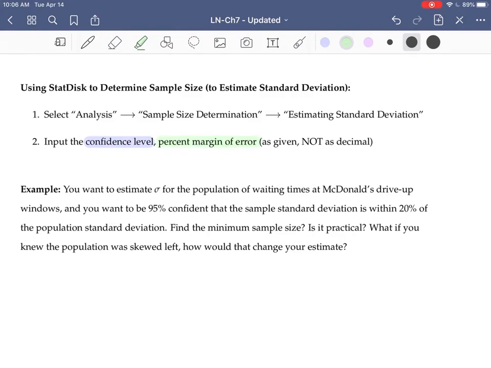We are going to enter this as given. We are not going to enter this as a decimal. So if it says we want to be within 50% of the population standard deviation, we would enter in 50, not 0.5. If it says we want to be within 30% of the population standard deviation, we would enter in 30, not 0.3. If it says 5%, we would enter in 5, not 0.05. Right? So we enter in the percent margin of error as given, not as a decimal.